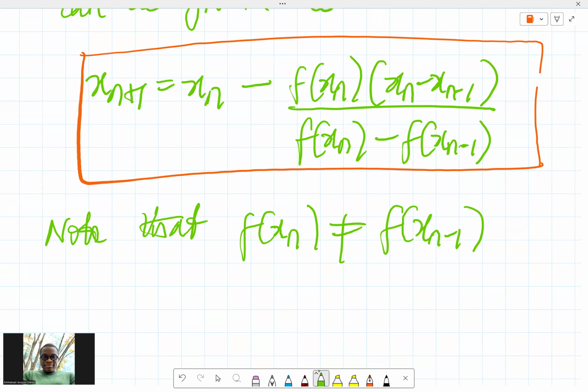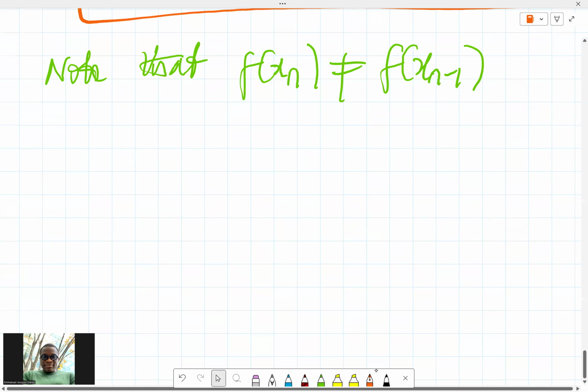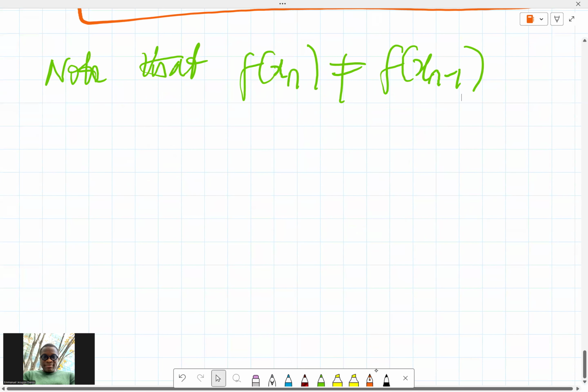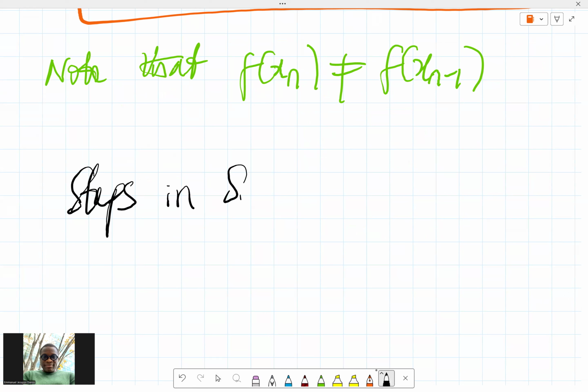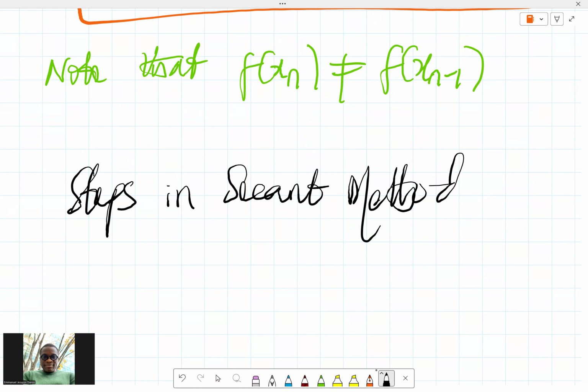So I guess the next thing is to go and talk about the steps. How do we use the secant method to solve problems, to find the root of an equation? So let's go for that. Steps in the secant method. So we have this.